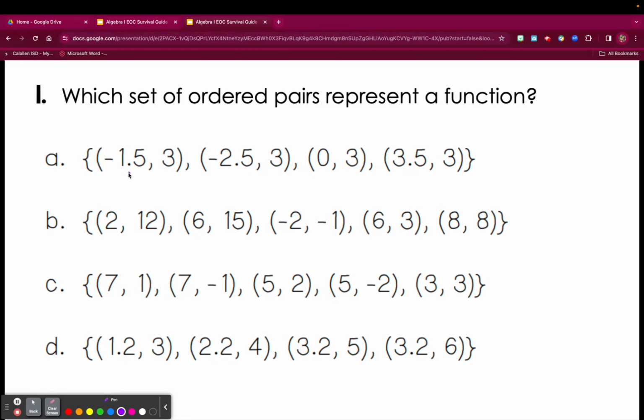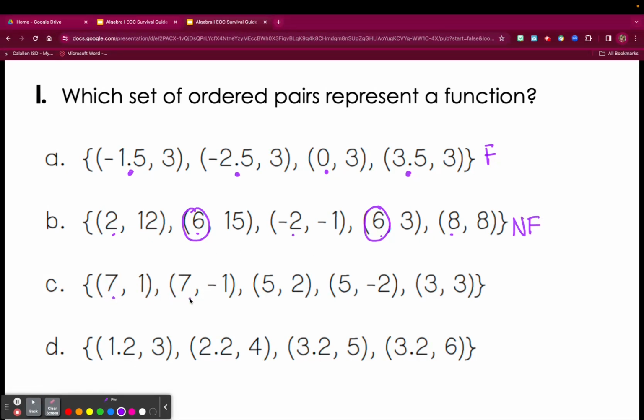So for A, I have negative 1.5, negative 2.5, 0, and 3.5 in place of x. None of my x values repeat, so that means that A is a function. Looking at B, we have 2, 6, negative 2, 6, and 8. Here I see that 6 repeats, so this is not a function.